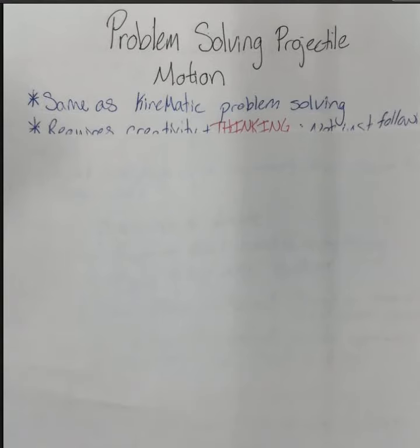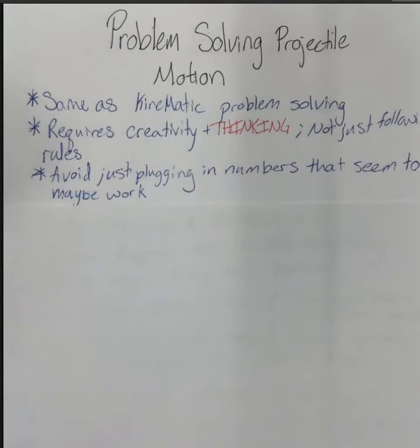For example, solving problems in 2 dimensions requires creativity, and you have to think pretty hard about what you're doing and what things look like in the situation, which means that you're going to have to work a little bit when you solve problems in 2 dimensions. It's not just following the rules. You need to be careful to avoid just plugging in numbers that seem to maybe work. You need to know what's going on. You need to be able to think about it. You need to be able to imagine it.